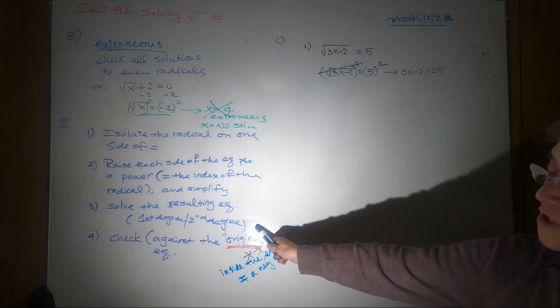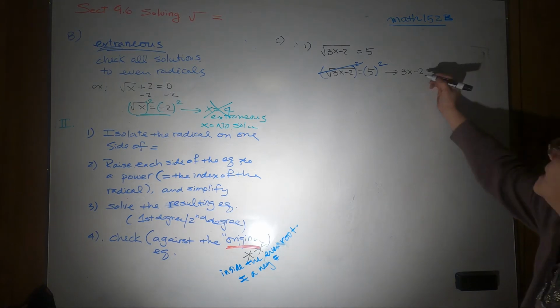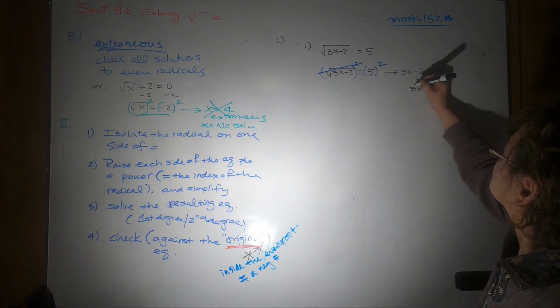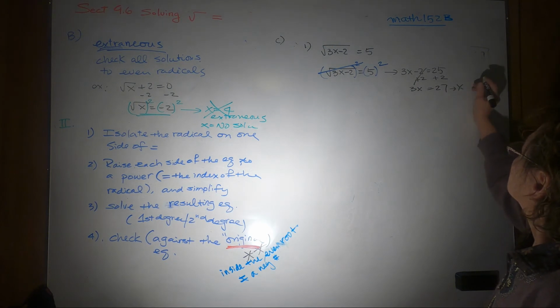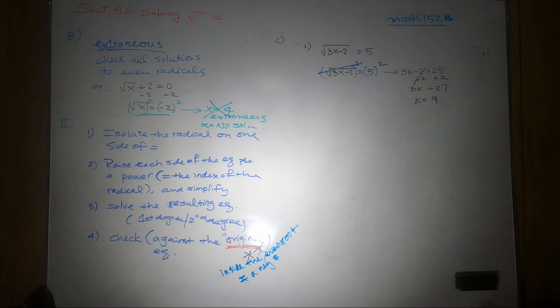So we will solve the equation. This one is what? First degree, so it's a linear equation, right? So you add 2, so 3x equals what? 27. Your x is what? 7, right? No, 9, right?